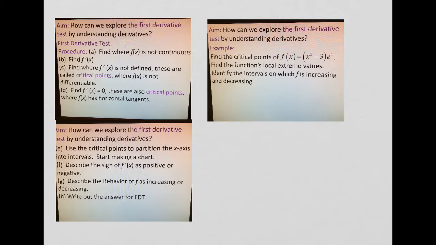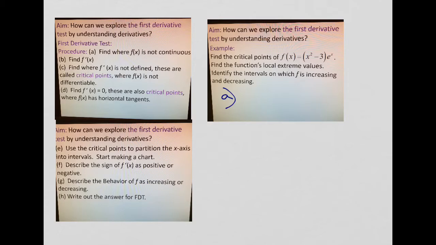Okay, so our example asks us to find critical points and our local extreme values and if our function's increasing or decreasing. So this is what I said, we need to go through the whole first derivative test. So there's a new part A, okay, and part A is to find where f is not continuous. If it is continuous, then we would state that, and that's actually the case for part A.